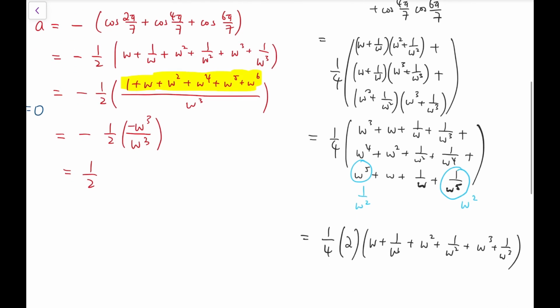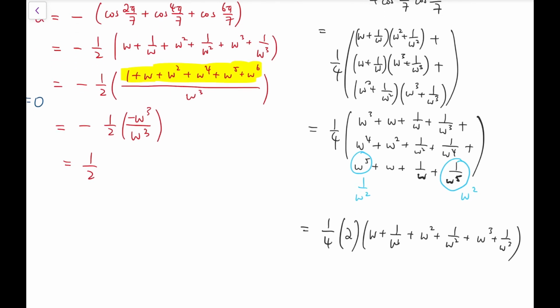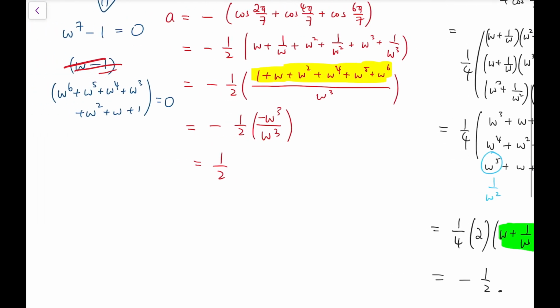And from past experience, we know that when these terms are added together, we actually have -1. So when multiplied, we have -1/2. So that's the value of B. Now I can move on to C.